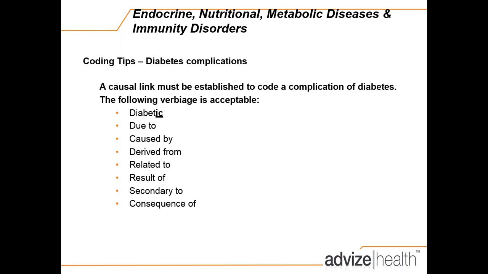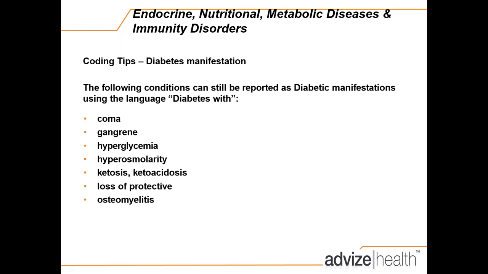You can see there may be different verbiages as long as it's something that is not unacceptable. Again, diabetes manifestation is where it kind of takes us to. The following conditions can still be reported as a diabetic manifestation using the language diabetes with coma, gangrene, and so forth. So again, linking the diabetes manifestation to a specific or other chronic disease.